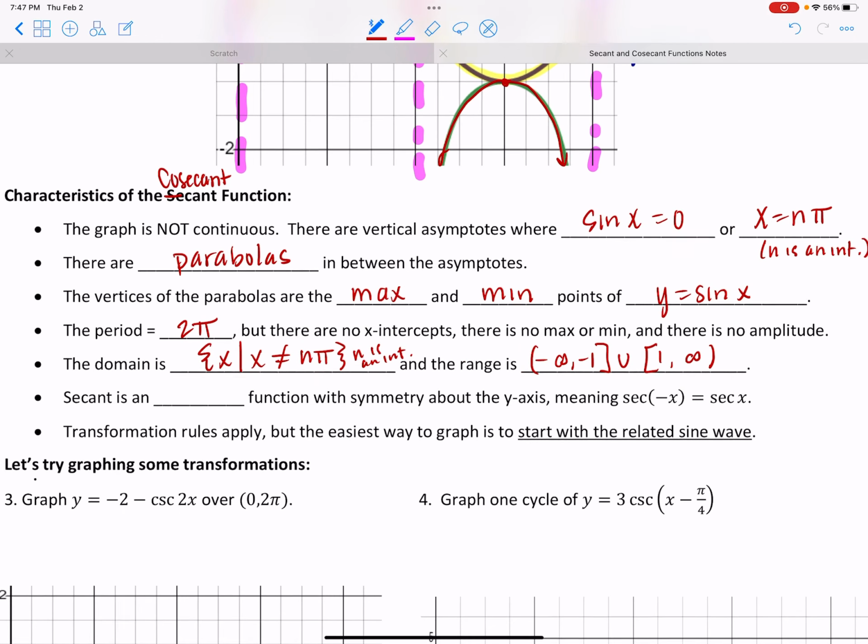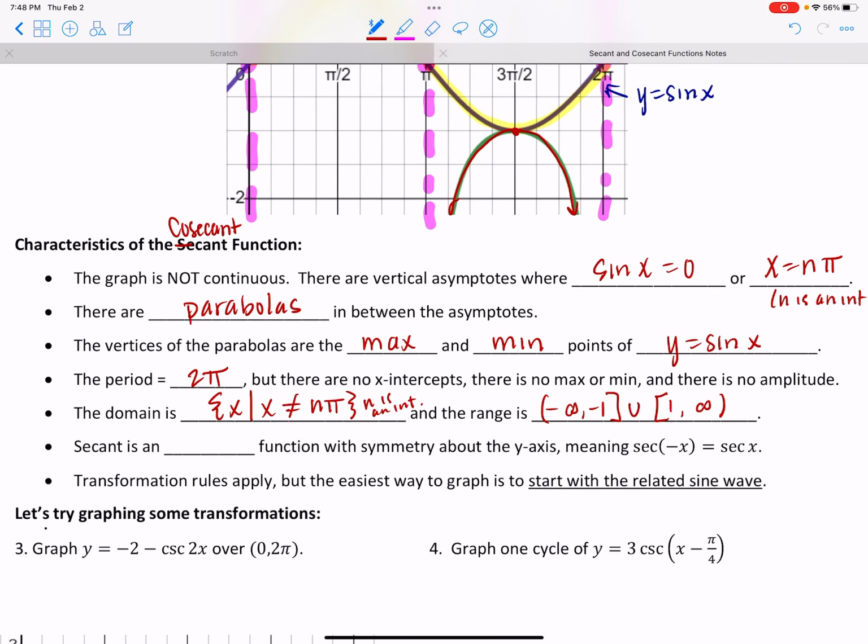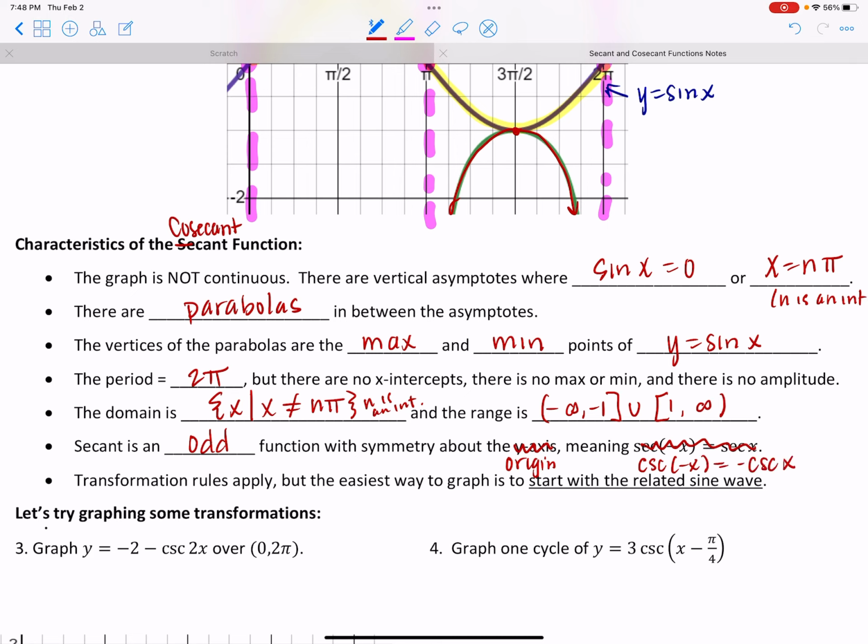And then sine we saw as an odd function having that symmetry about the origin, the same will be true here. Cosecant is an odd function having that symmetry. Oh, copied and pasted. Symmetry about the origin, which means when we plug in a negative x, copied and pasting. If I take the cosecant of a negative x, I get a negative result, negative cosecant of x. So every point in its opposite.